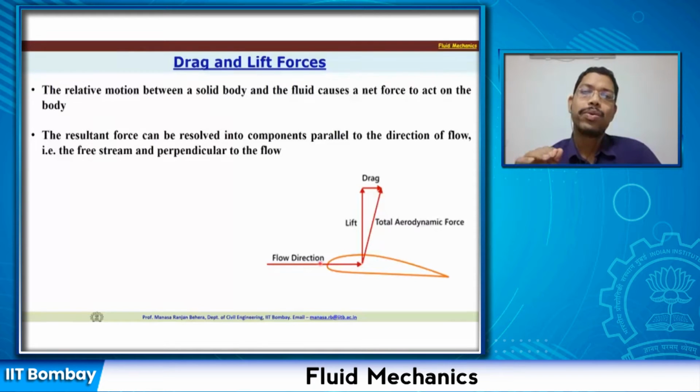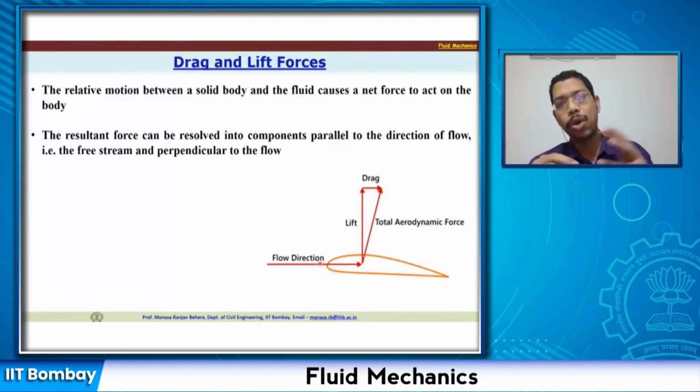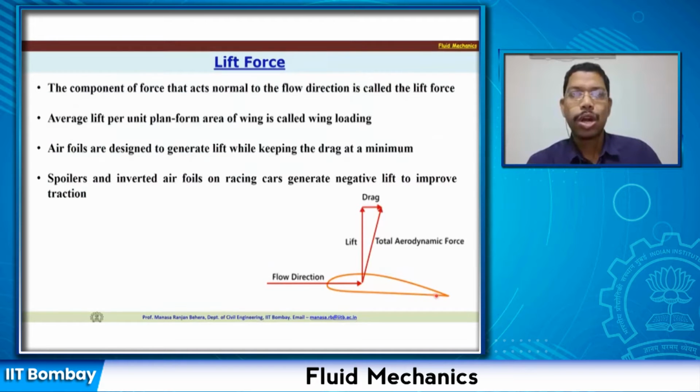That is, when a body moves in the fluid or the fluid moves around the body, then there is a net force which is generated. The force that is in line with the flow, in line with the motion, is the drag force. The force that is perpendicular to the motion is the lift force. So the component of the force that acts normal to the flow direction is called lift force. That's what we have already seen.